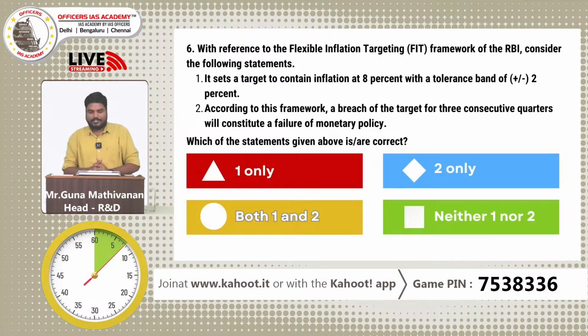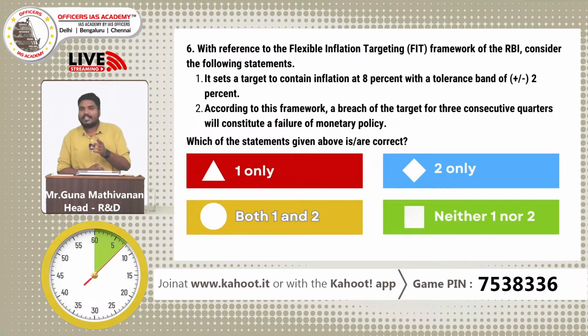So what is the answer? The answer here is B, 2 only. The flexible inflation targeting. We discussed in the previous question regarding the Monetary Policy Committee. The 6-member committee, what will they do? They will sit, discuss, and analyze the economic conditions. Depending upon the market conditions and inflation situation, they will decide what should be the repo rate, right? By changing the repo rates, ultimately we have to keep the inflation within a specified target range. What is that range? 4 plus or minus 2%.